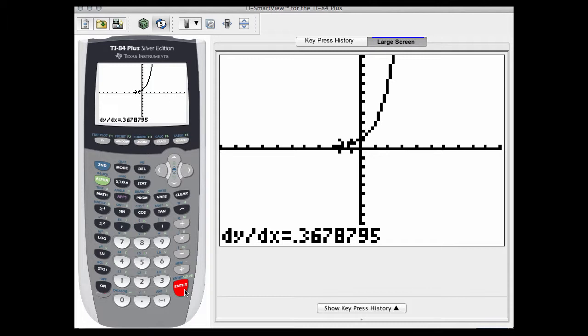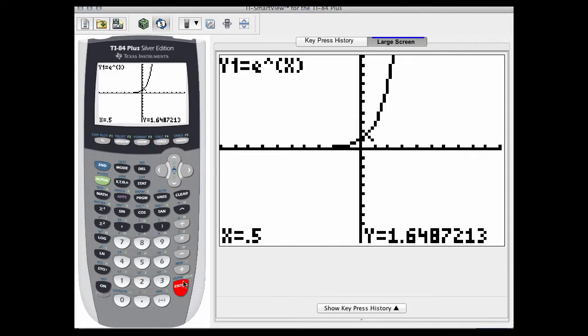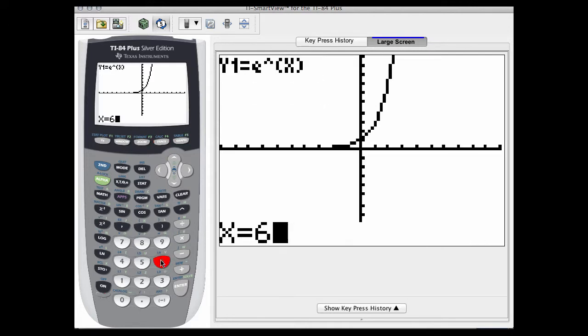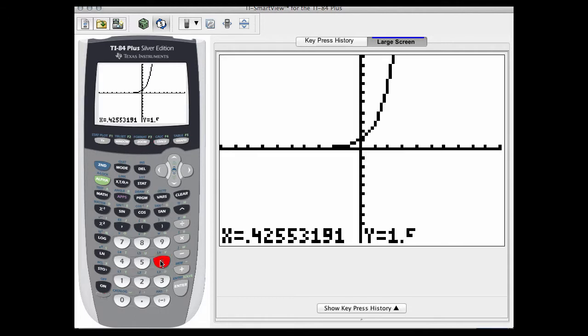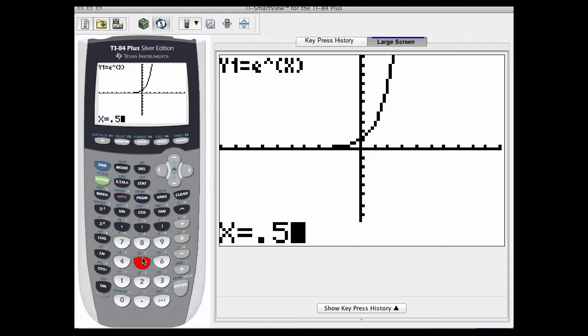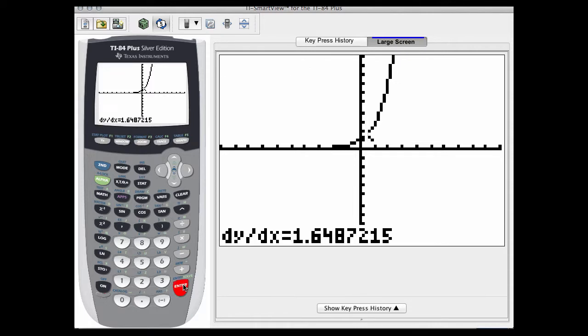Let's try another one. Let's try when x equals 1/2. And we'll begin again with the function value. The function value when x equals 1/2 is 1.649. So let's now do the derivative at that same x value. And once again, we get 1.649.